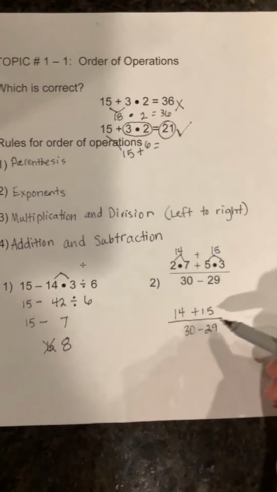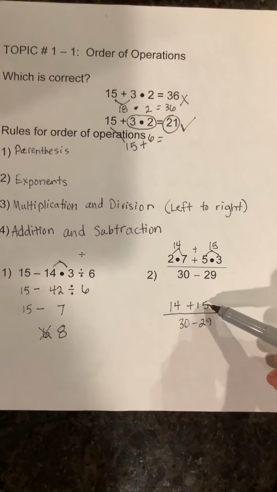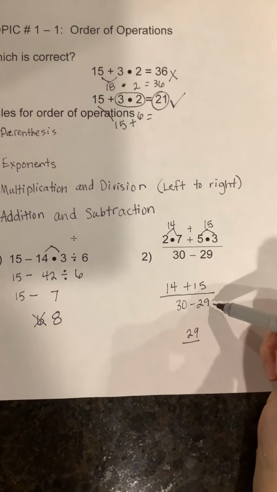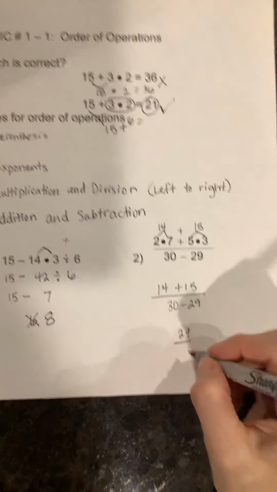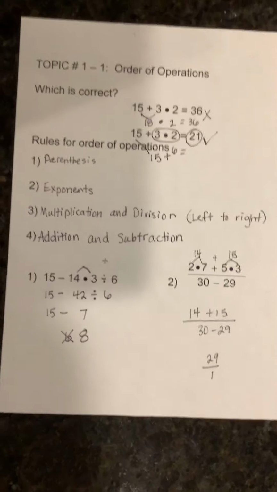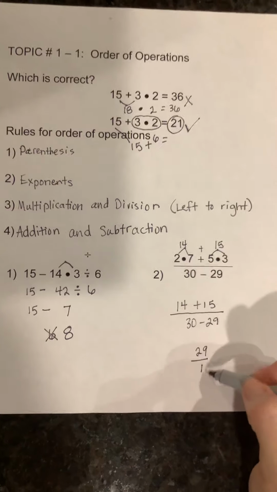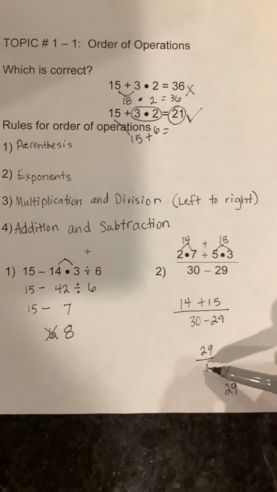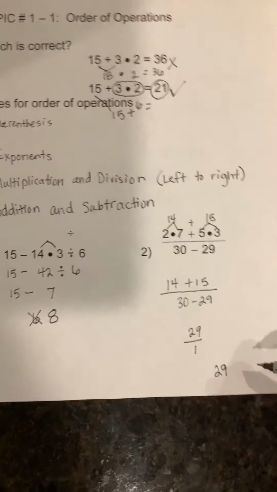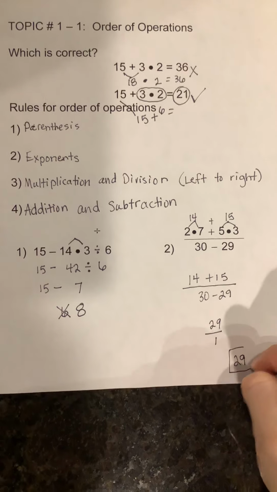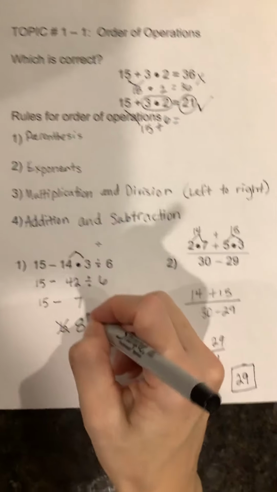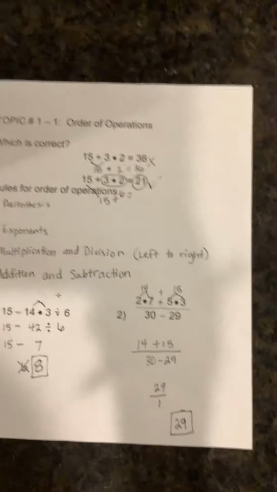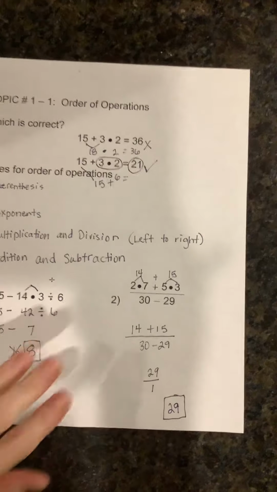Okay, so now I'm going to do what's on top. So 14 plus 15 gives me 29. Now I'm going to do what's on the bottom. 30 minus 29 gives me 1. And any number over 1 is simply that number. So it's saying how many times will 1 go into 29? 29 times. And so that would be our answer. I like to put just boxes around my answers, and I would like for you to do the same thing. That just kind of lets me know for sure what you intend your answer to be.